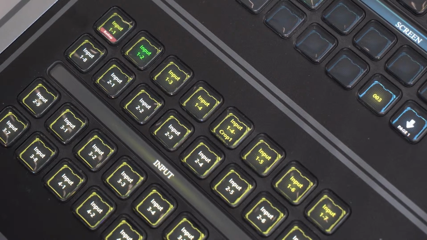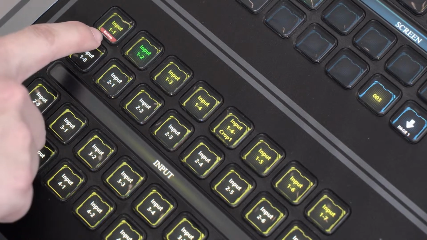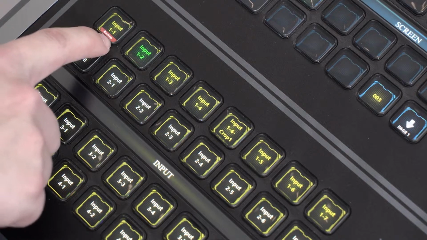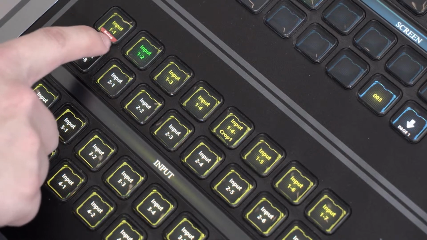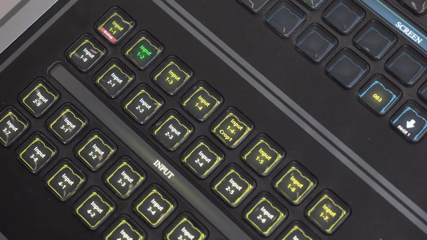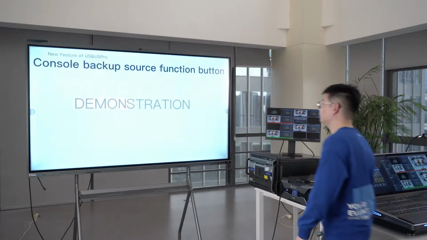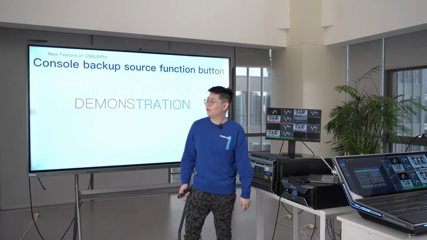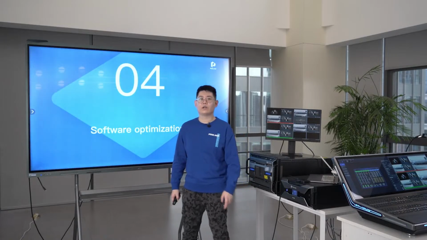But if I switch the source to input 1.2, you can see here there's a backup indicator, indicating that input 1.1 is using the backup source. Okay, that's all the new features for U5 and U5 Pro.